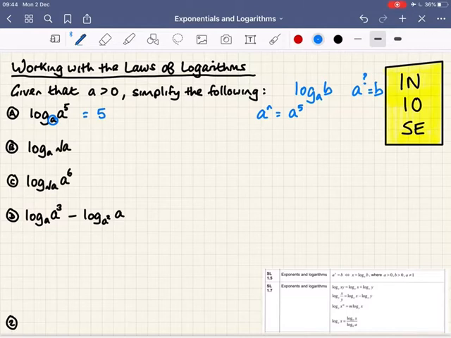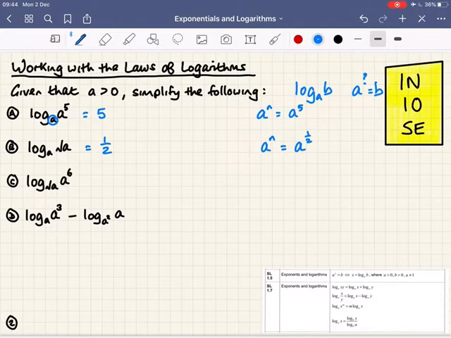The second question, we're saying a to the power of n has to equal the square root of a. Well, the square root of a written in power form, of course, is a to the power of a half. So the answer here is simply a half. A to the power of a half equals a to the power of a half.